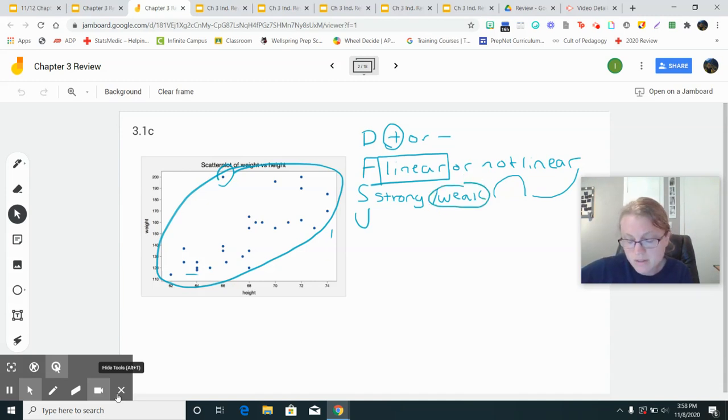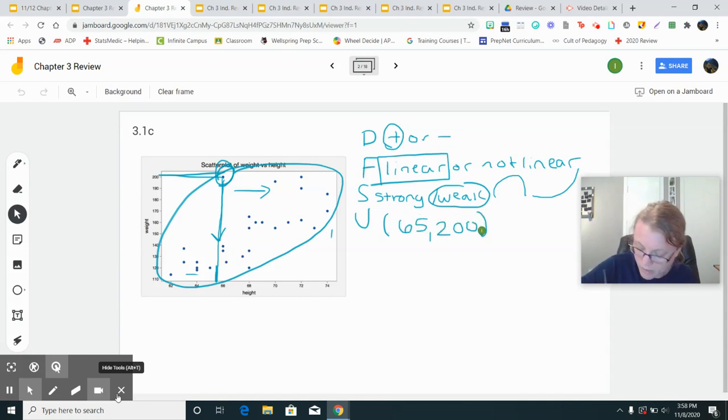Now, unusual features, the point I circled up here is real far away from the pattern and kind of also far away from these points. So this point's probably an outlier. So we do have one outlier potentially. So if I estimate roughly where this point is, I would say it's at about 65 on the x and 200 on the y.